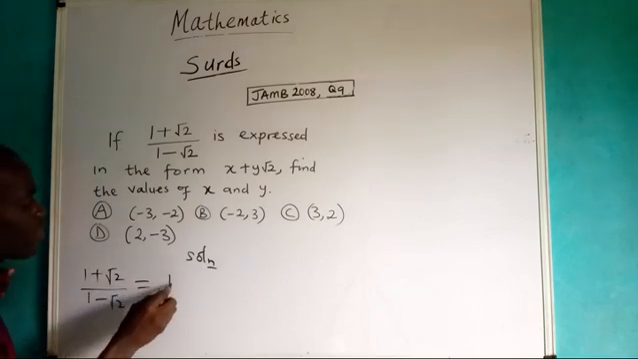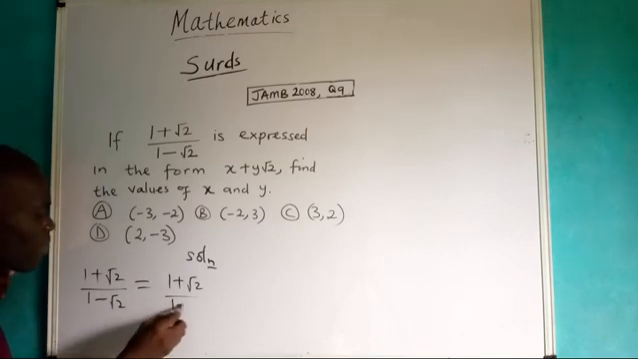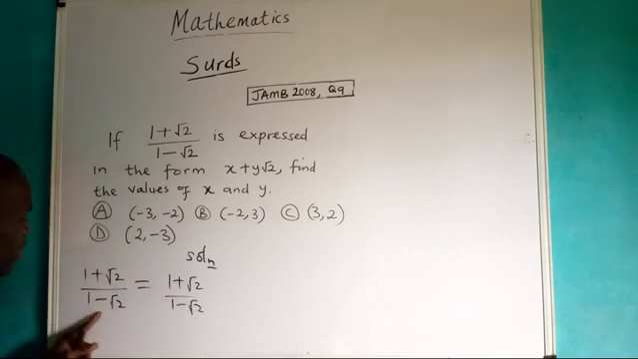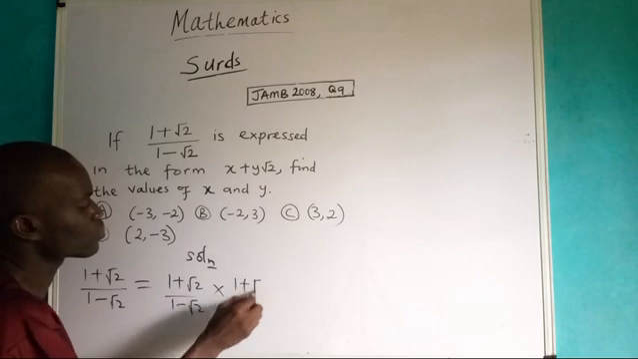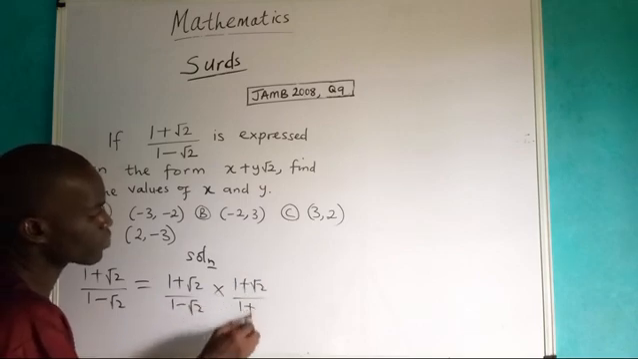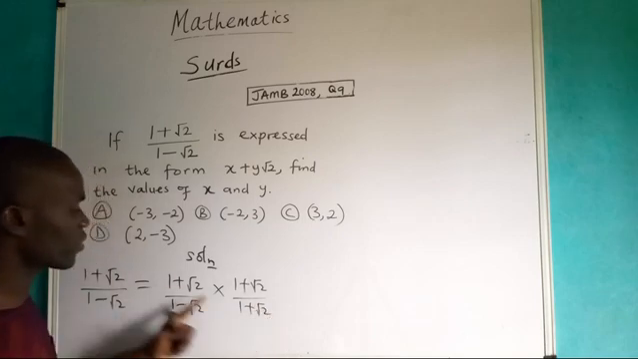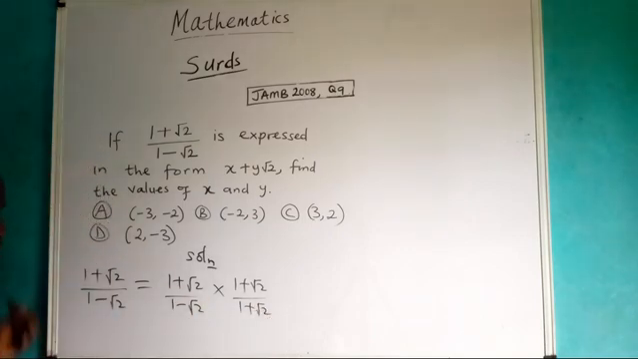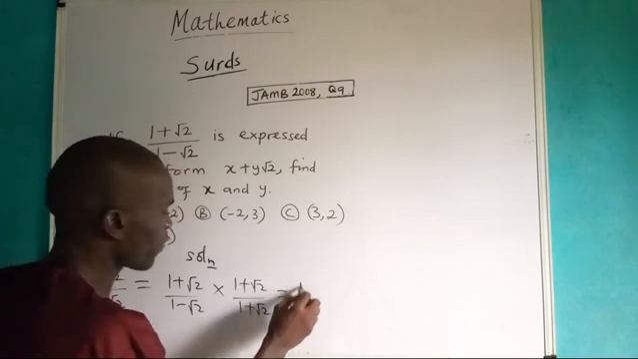I will now have 1 plus root 2 all over 1 minus root 2. Taking the conjugate, that is 1 plus root 2, I will use that conjugate to rationalize the fraction. It becomes 1 plus root 2 all over 1 plus root 2. I need to use the conjugate to multiply the numerator and also the denominator. Now, what I have here is simply multiplication. Let me bring them together.